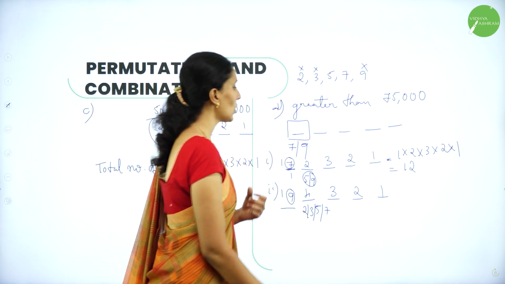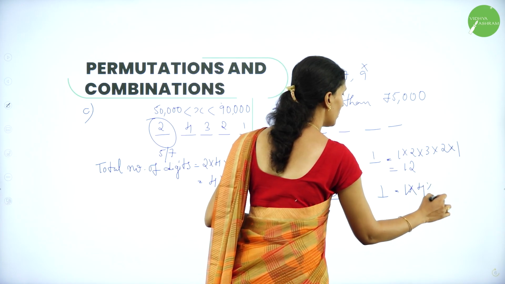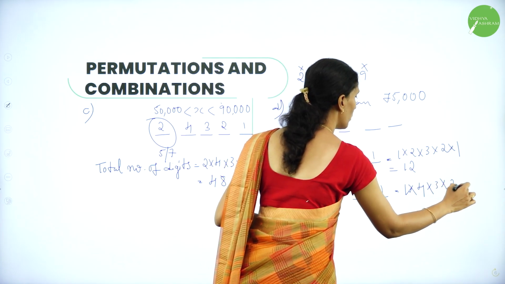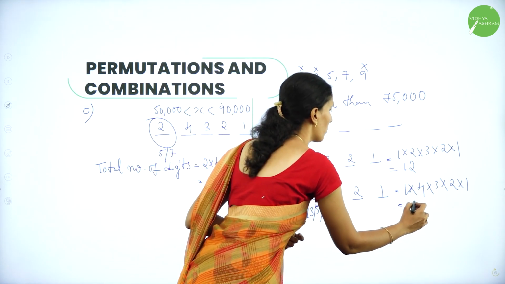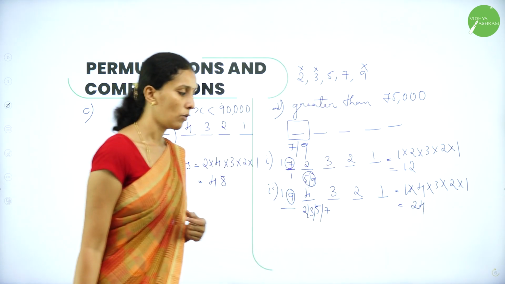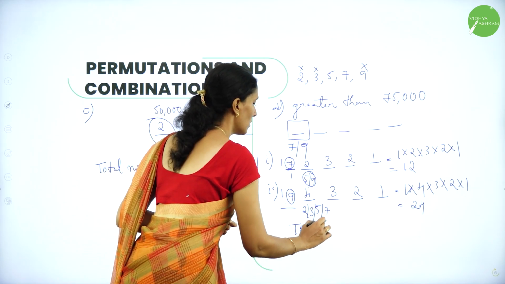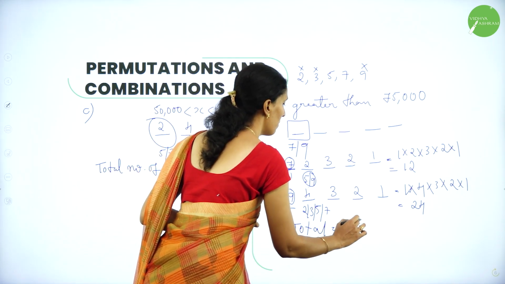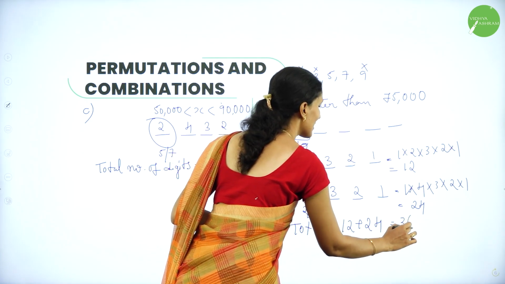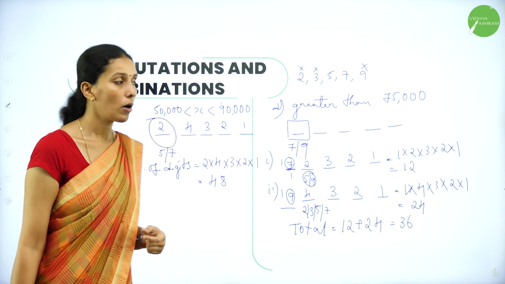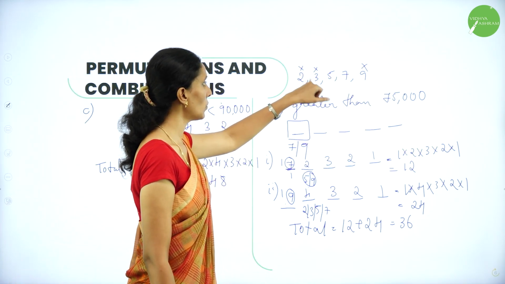Okay, so what is the total number of digits here? 1 into 4 into 3 into 2 into 1. Okay, so that is 24. So what about the total now? So total will be 12 plus 24. Okay, so that is 36 numbers can be formed which are greater than 75,000 using the digits 2, 3, 5, 7, 9.